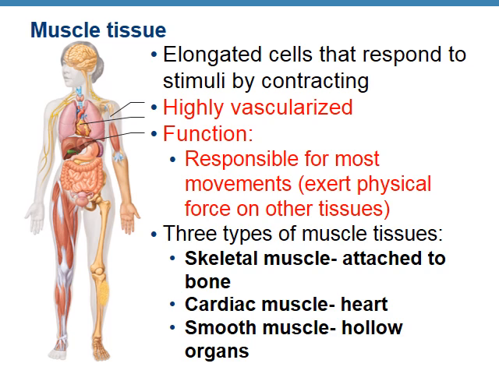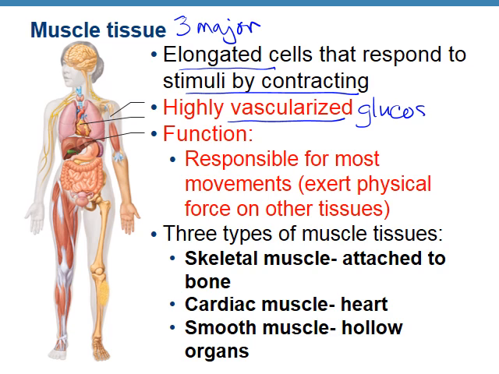So now the next major category, remember we're on the third major, because we did epithelial and connective. We're now on to muscle. And muscle has elongated cells that contract by some sort of stimulus. They're responding to a stimulus and they contract or get smaller. They're highly vascularized. Remember, muscle has to get glucose and oxygen because it wants to make ATP in order to do work. So what is the function of muscle? They're going to move something. They're going to exert physical force and move tissue.